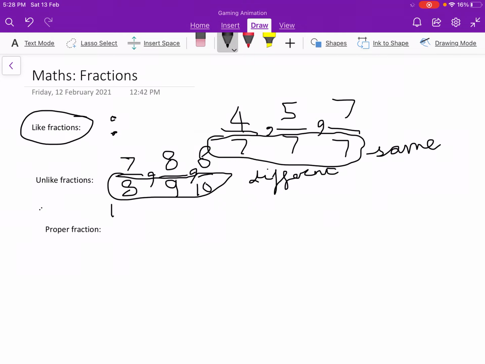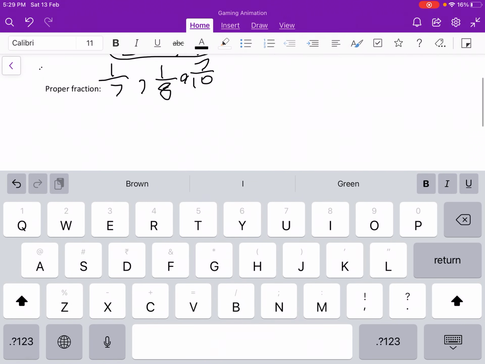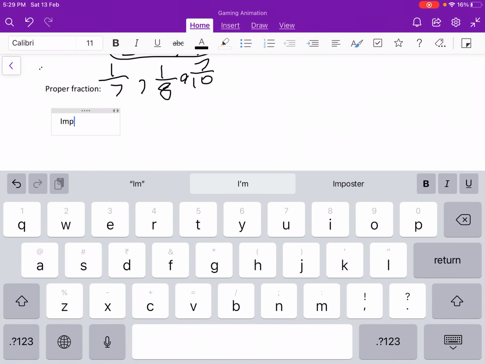So 1 by 7. This is a proper fraction. And 1 by 8, proper fraction. And 7 by 10, proper fraction. Okay, so this is proper fraction. So let's go ahead to improper fraction. Improper fraction.